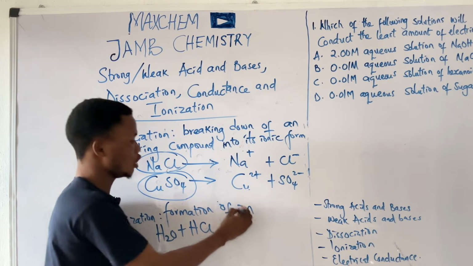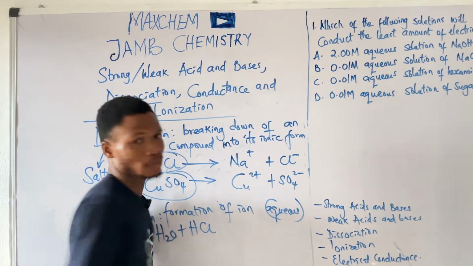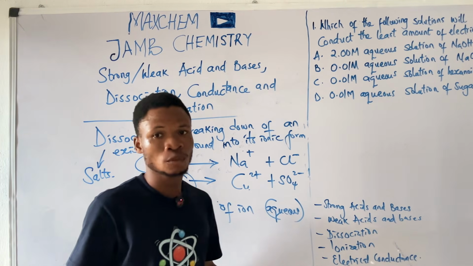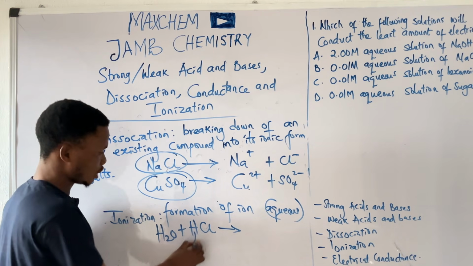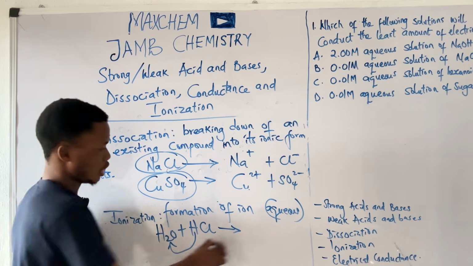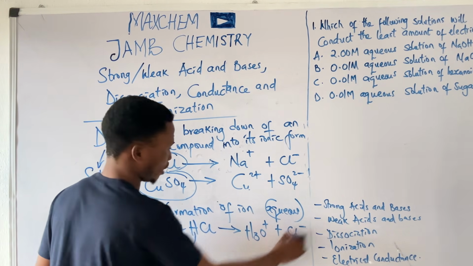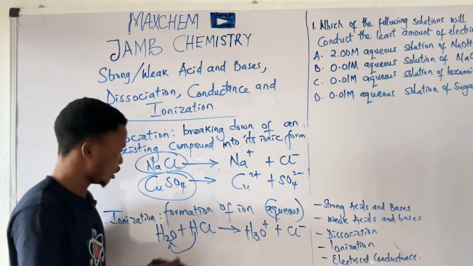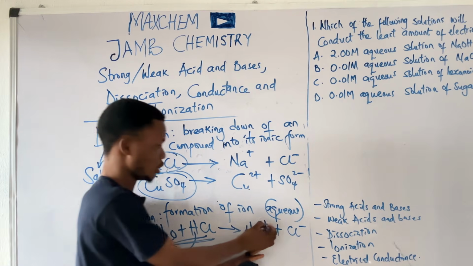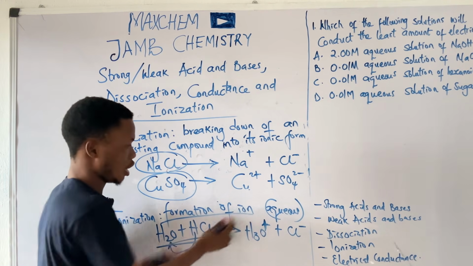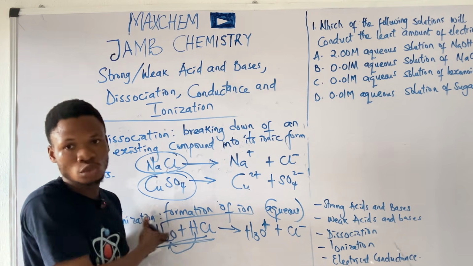So the substance must be in its aqueous or liquid form. When you ionize this, the hydrogen will join this water, and you have hydroxonium ion, plus Cl minus. You can see this is due to a reaction of water and acid to form ions. So there will be formation of ions, but it is due to the reaction of two different compounds.